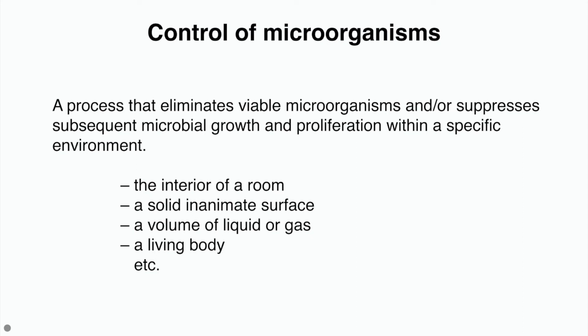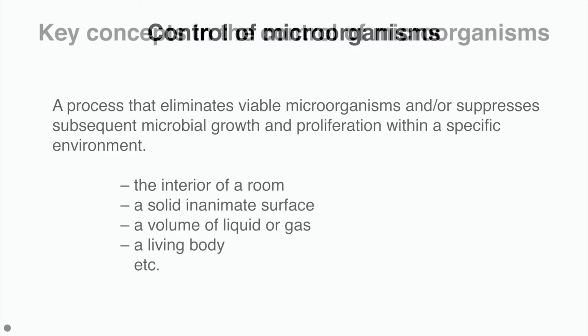When we speak of controlling microorganisms, what we mean is to effectively eliminate them within a particular environment. Controlling microorganisms requires processes that remove or kill any viable microorganisms. Methods of controlling microorganisms can also entail suppressing any future growth and proliferation of microorganisms. The specific environment in which the process of controlling microorganisms is exerted can be the interior of a room, a solid surface, a given volume of liquid or gas, or even the living body of a human or an animal.